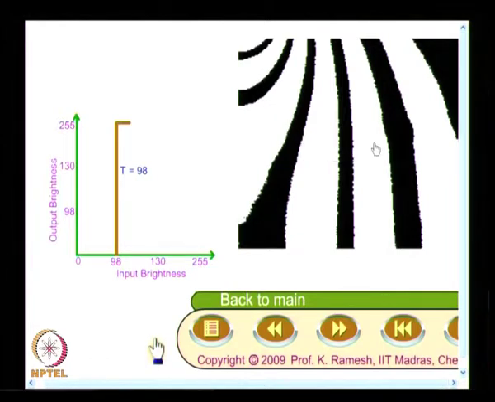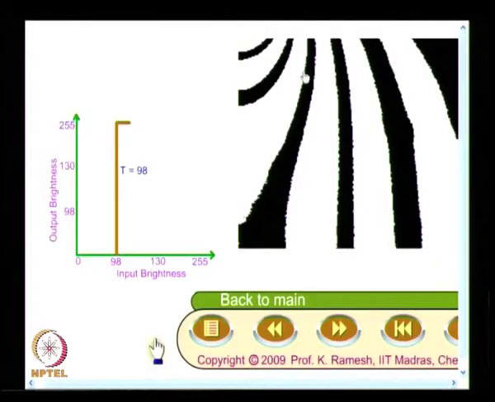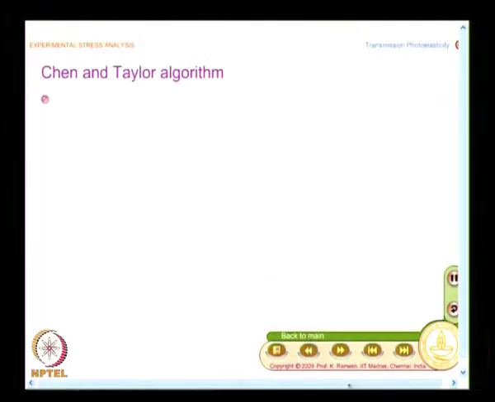This is one of the greatest advantages in photoelasticity. Even with a simple thresholding operation, you are in a position to identify fringe areas. Whether I do binary based processing or intensity based processing, I must first identify the fringe areas, and within the fringe areas do some kind of processing. In a binary based algorithm, we will try to strip the outer pixels until the skeleton is obtained. One very famous algorithm in this is by Chen and Taylor.